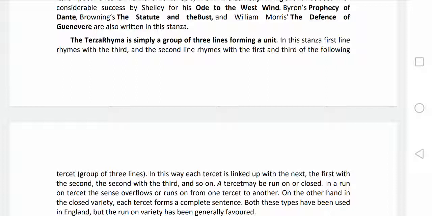In a run-on tercet, the sense overflows or runs on from one tercet to another. On the other hand, in the closed variety, each tercet forms a complete sentence. Both these types have been used in England, but the run-on variety has been generally favored.